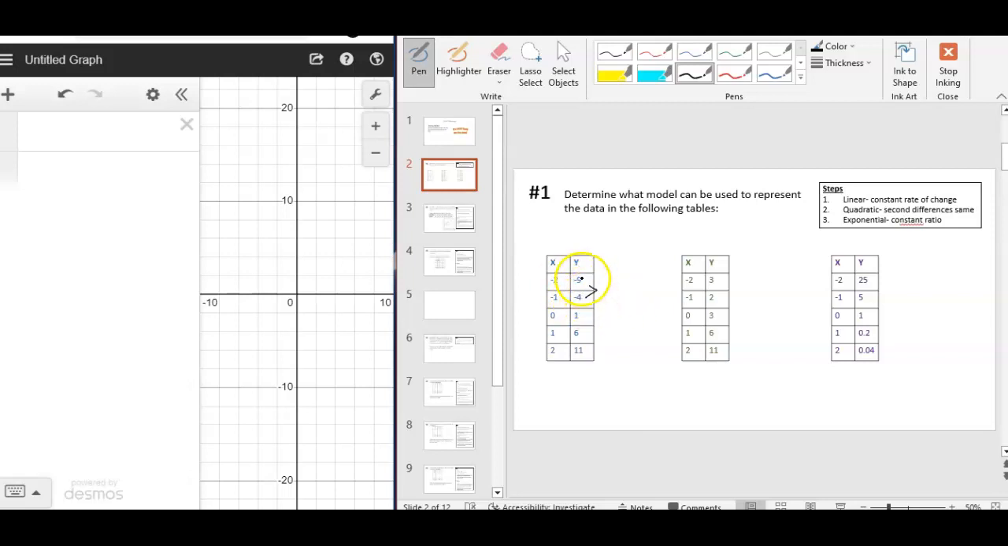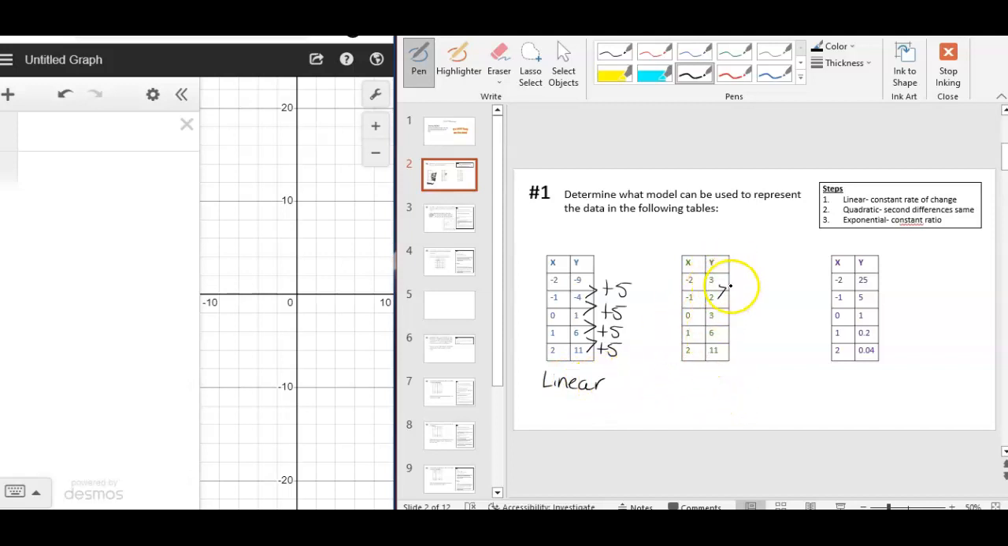Well, in this first table, notice that every time the y values have a change of plus 5, right? Every single y value, if we look at what's happening, it's going up by 5. So this kind of constant rate of change happens when you have a linear function. Let's look at the next table.